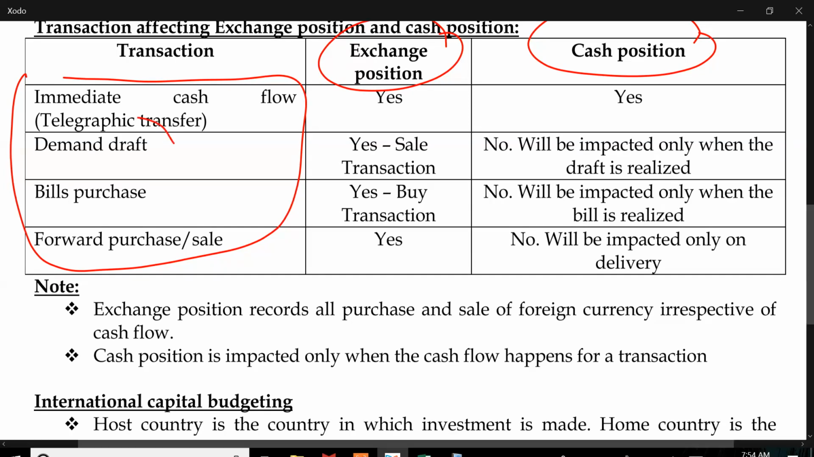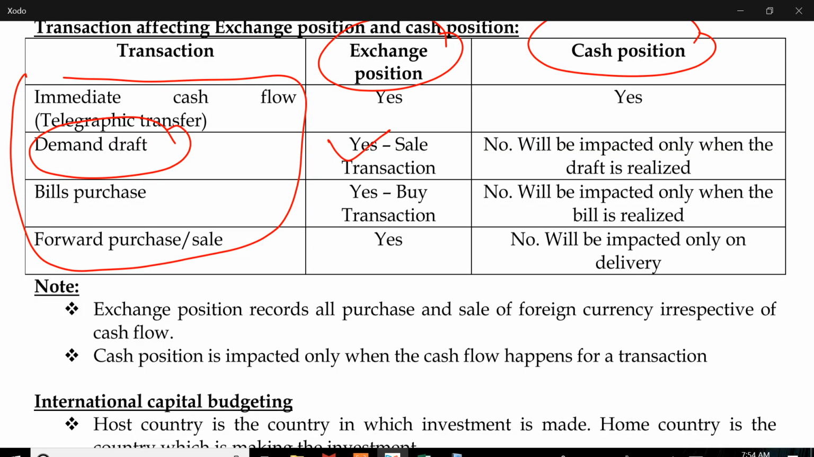Second, demand draft. A demand draft will impact your cash position only when the demand draft is realized.